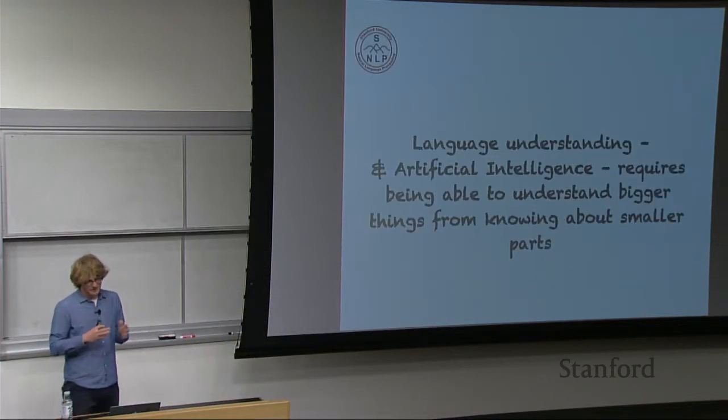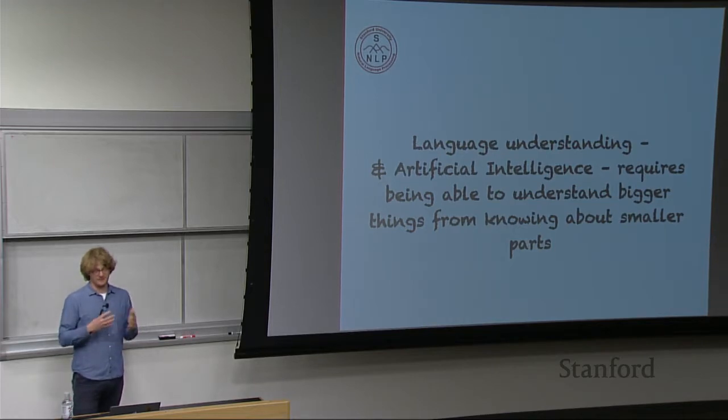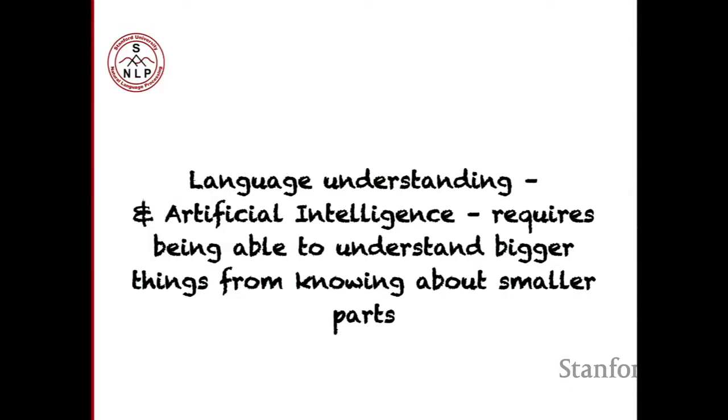So in some ways, language understanding and in general, the field of AI requires us to be able to understand bigger things from its parts. And it's actually something that we'll make some progress towards in this class, but it's still a major issue that we cannot do very well yet. It's very hard for most AI systems to be able to generalize from the little training data that they usually have for specific pieces and then really understand what those pieces mean.